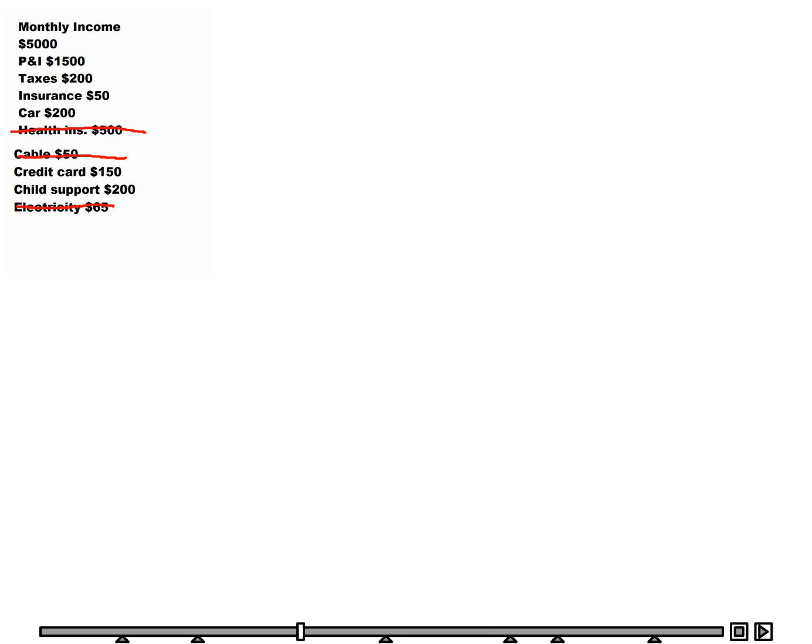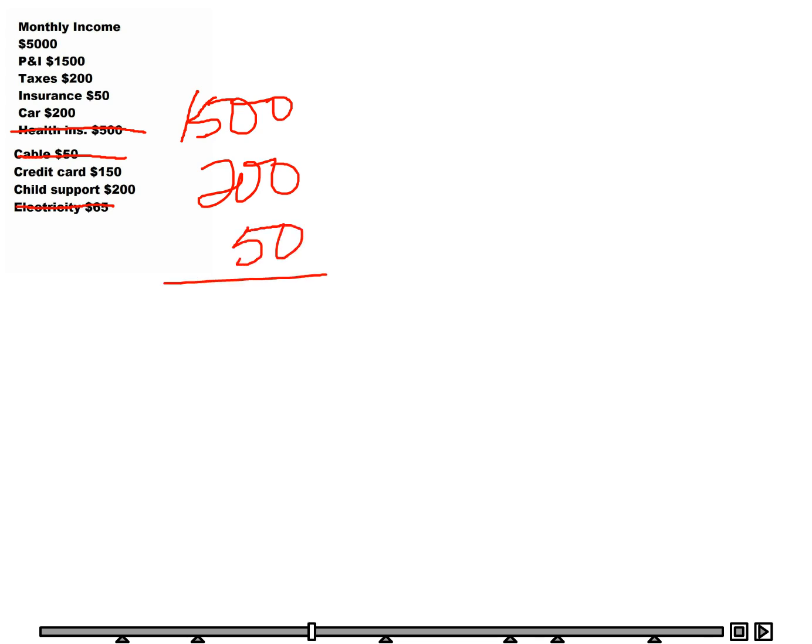Okay, for the front end, again, we need the entire house payment. So in this case, we have our principal and interest payment, which is $1,500. But remember, we need to use the entire house payment, so we need to add $200 for the taxes and the $50 for the insurance to make up their entire house payment. That gives us a total housing expense of $1,750.